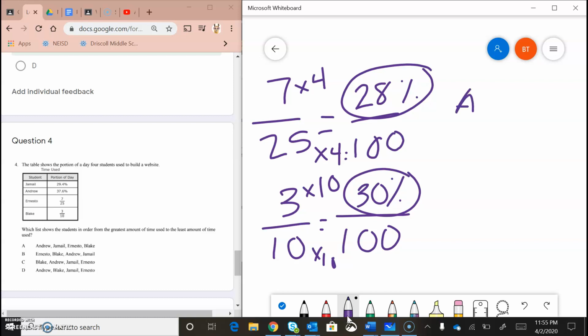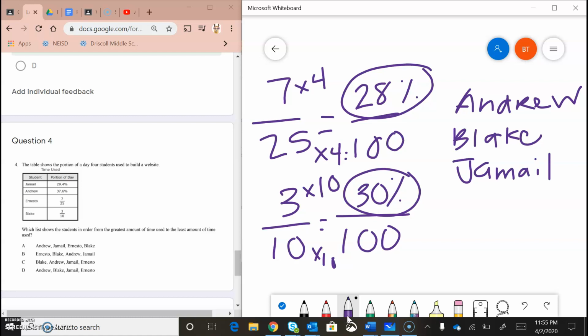So I'm going to write Andrew. After 37.6 would come 30%, which was our 3/10, which was Blake. After Blake comes Jamil at 29.4%. And last comes Ernesto at 28%.